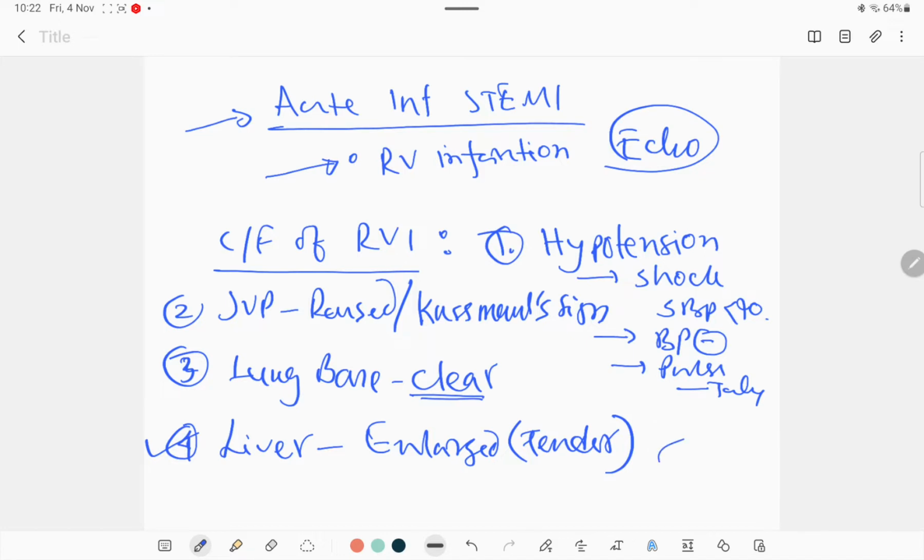So patients having RV infarction have the clinical features of hypotension with these features, raised JVP, clear lung base, and enlarged tender liver. So this is all about RV infarction, clinical signs of RV infarction.